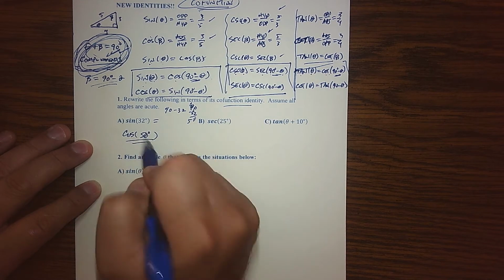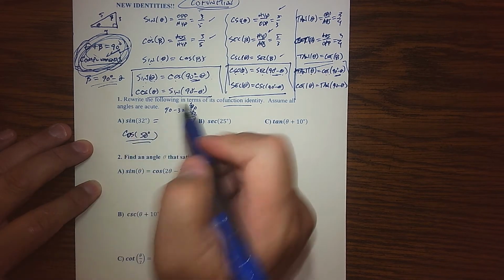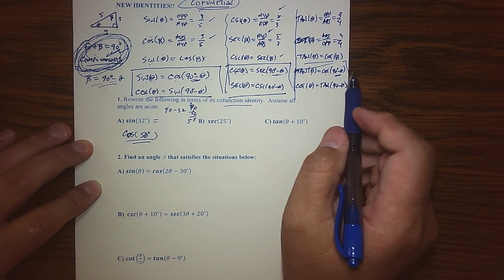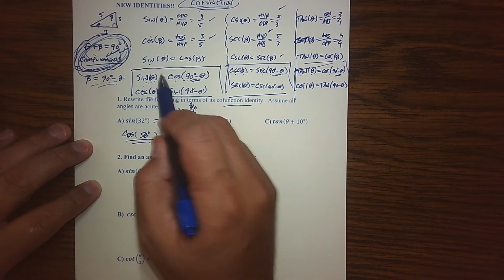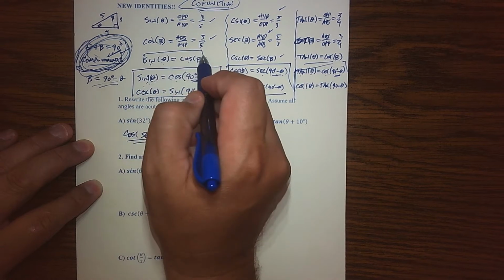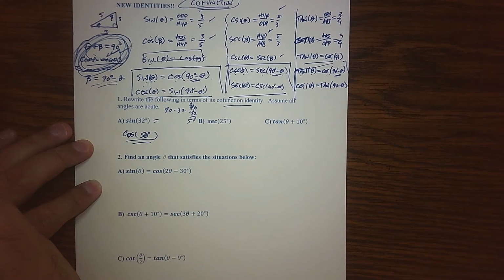So the correct way to do that is the sine of 32 is the same thing as the cosine of 58. Again, I'm using the cofunction identities. We know sine and cosine are equal if we're considering their complementary angles. So I have 32, its complement is 58, so sine of 32 should be the cosine of 58. All right, and there you have it.